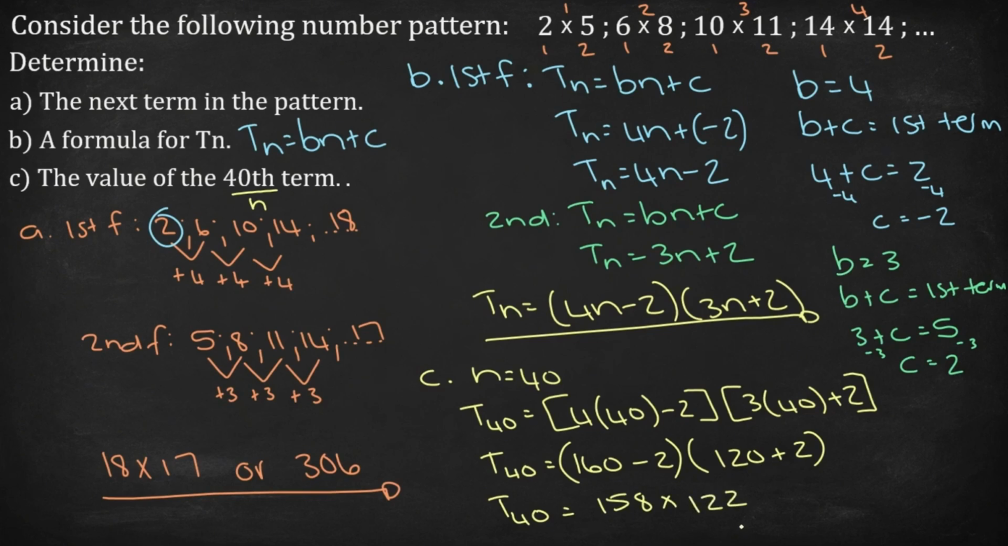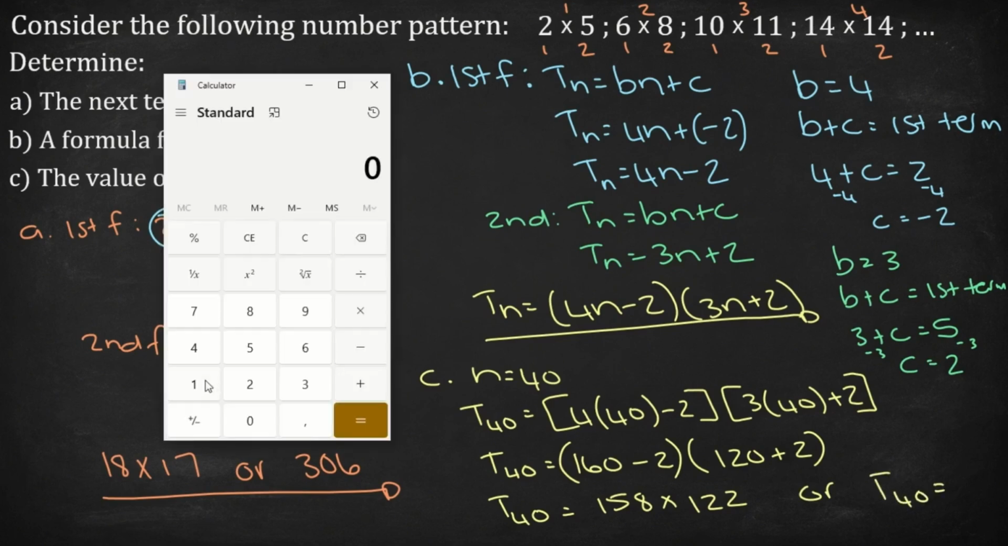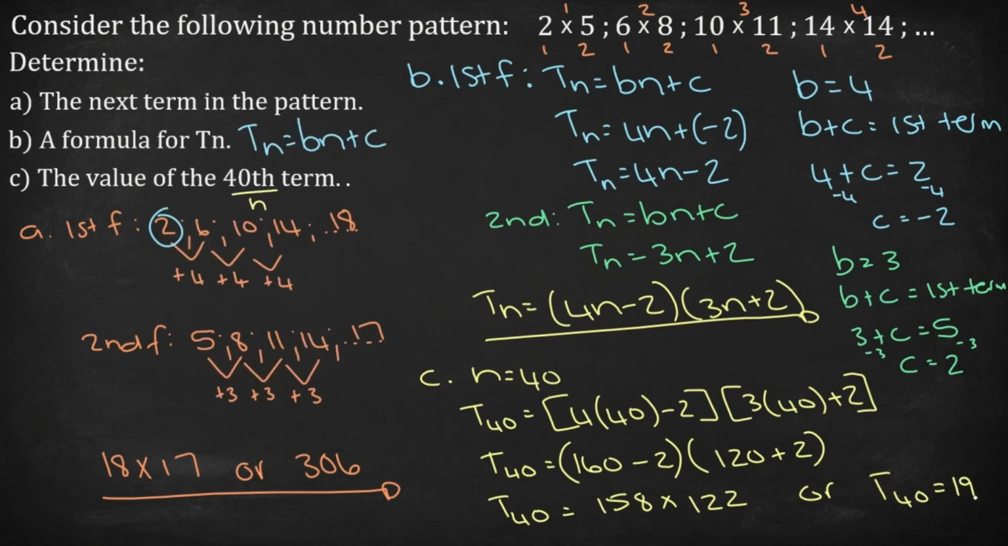Now you can leave your answer like that, because that is what the original pattern looks like, or you can say T40 equals, and let's calculate that. 158 multiplied by 122 is equal to 19276. And that is the value of your 40th term.